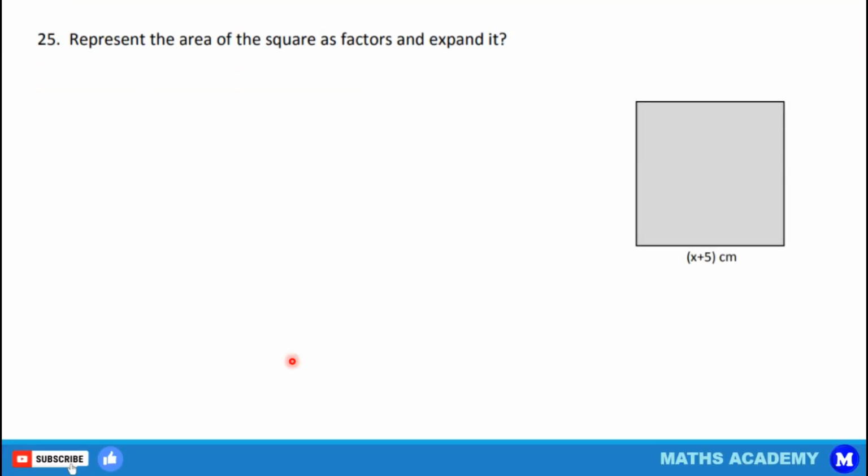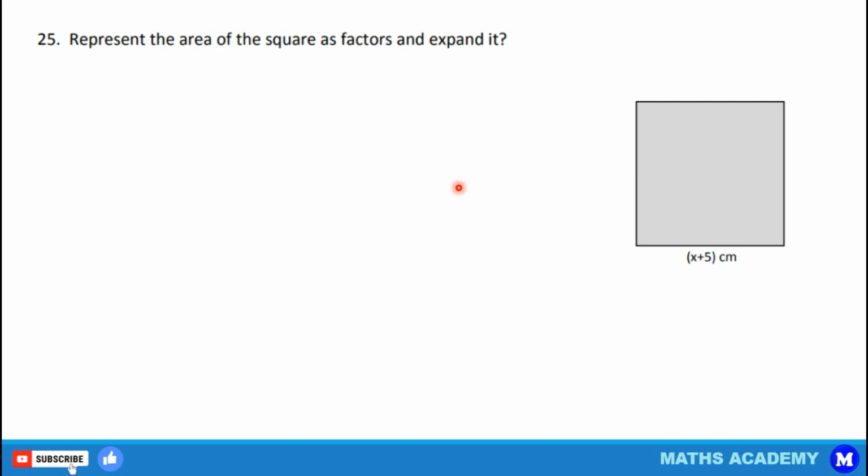Question number 25. Represent the area of the square as factors and expand it. You know that all the sides of the square are equal. There is a simple equation that we can use to calculate the area of a square. That is the length into length. That will be x plus 5 centimeter into x plus 5 centimeter. That will be x plus 5 squared. So now let's put into factors and expand it.